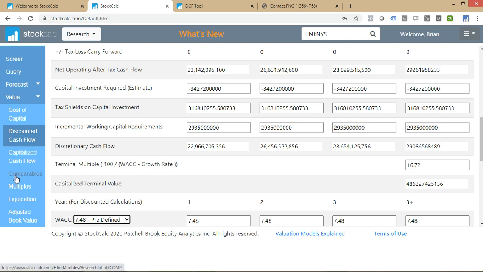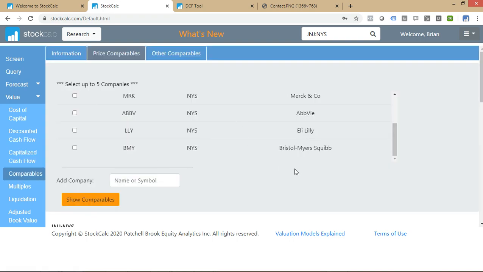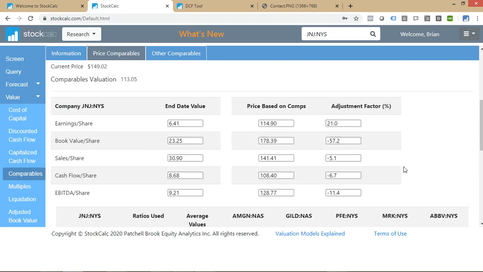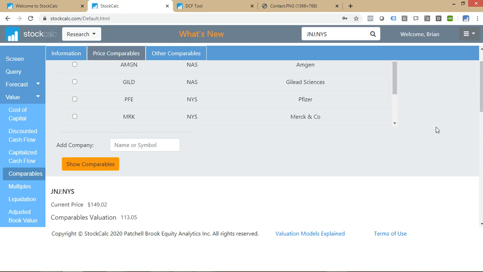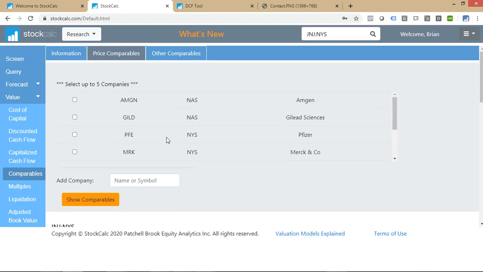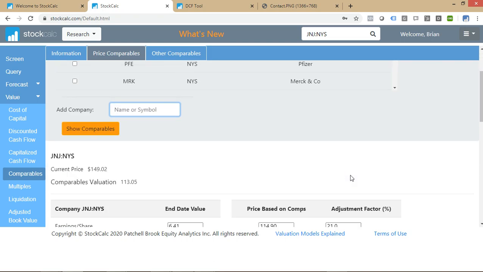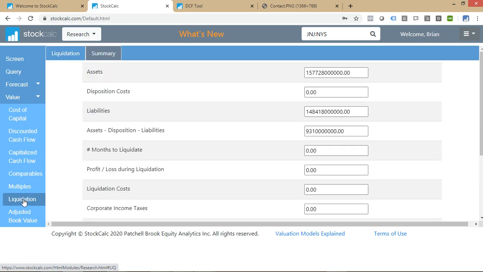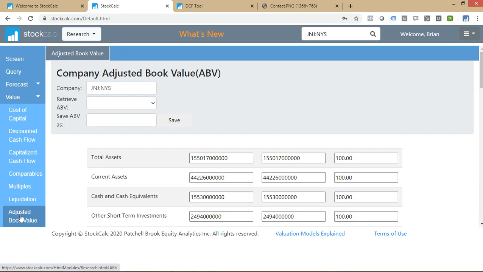There are a number of other models that get built as well too, so the comparables, you can see that we've actually built that as well. Students can adjust this, they can select or remove companies from the comparable basis. They can add companies that aren't even in the list if they want to do that as well too, and run the analysis that way to come up with the valuation. Same is true with the other models that we built, the multiples, liquidation, adjusted book values. They're all there, they're all available for the students to use, to learn from.